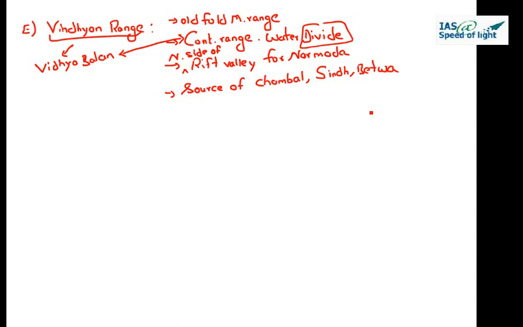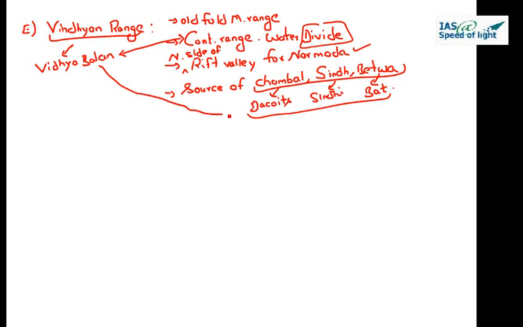It forms the northern side or Rift Valley for the Narmada. This anyway we know. It's a source of Chambal, Sindh and Betwa. For Chambal we have dacoits as a picture. For Sindh we have Sindhi people, who are very good businessmen, and for Betwa we have the bat. These three images you can link with Vidya Balan. People become dacoits to get Vidya Balan. Sindhi people also like Vidya Balan, and she used to play cricket with a cricket bat. That is how you make a bracket and write your own mnemonics with these images for the Vindhyan range.